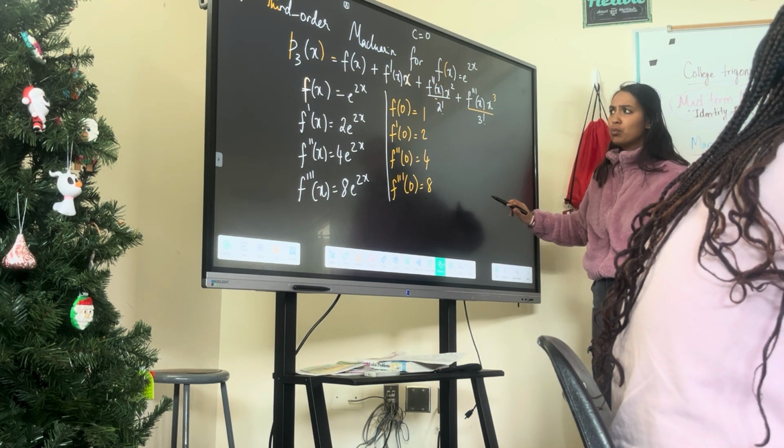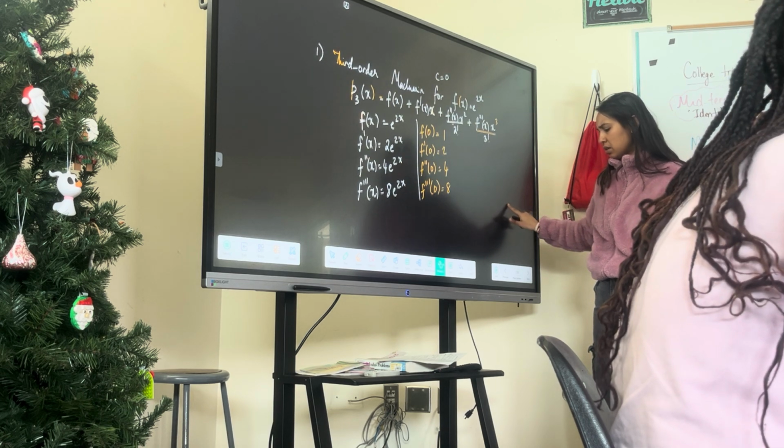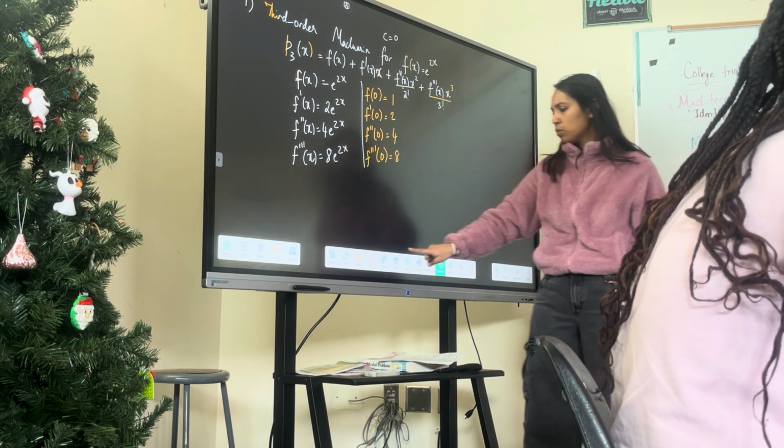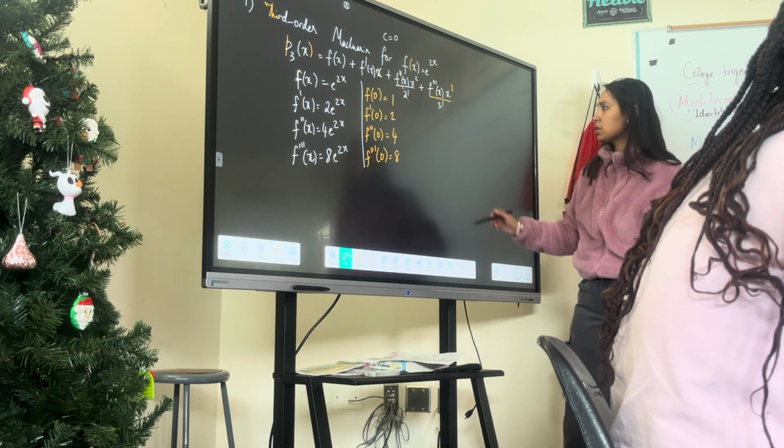I don't know how much room you have on that paper, but if you don't have enough room, just feel free to use a different one.